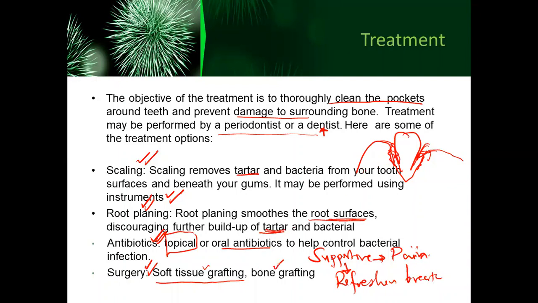Then they can also do bone grafting, because we talked about the jawbone and other bones around the teeth that are affected. Bone grafting can also be done so that, again, that space is filled, and we don't have spaces for the continuation of the disease or for the bacteria to continue to grow there.